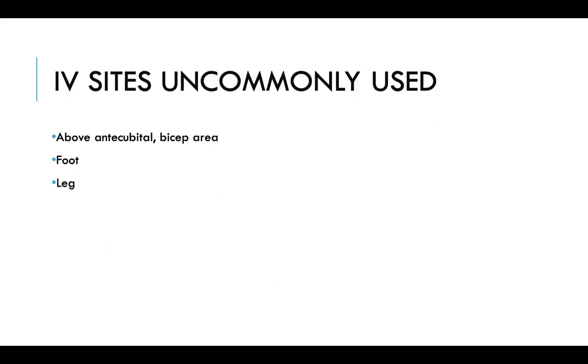IV sites uncommonly used. I think these are very, very few and far between. And if you're not comfortable going through these, that's fine. There's obvious risk to going outside of the sites that we traditionally go to, especially in a patient. And the patients I'm thinking are along the lines of diabetics who have poor vascularity in their peripheries due to the extent of their disease. They're just not getting good blood flow.